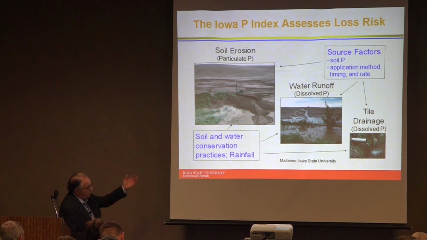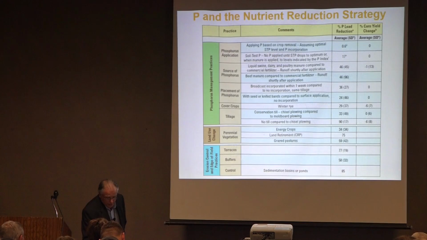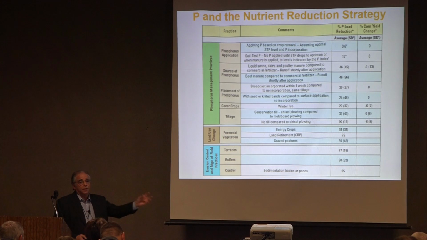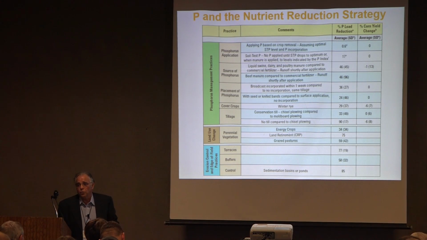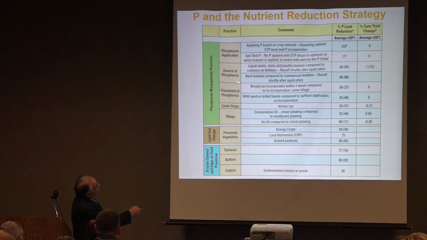And of course, we have this in the nutrient reduction strategy, and the P index is the core of some of the estimates and scenarios in the nutrient reduction strategy. And as Mike said, for nitrogen, if you look at these numbers here, which is the percent loss reduction, here we have the phosphorus management, placement, rate, and so forth.